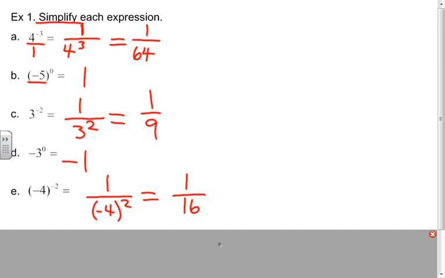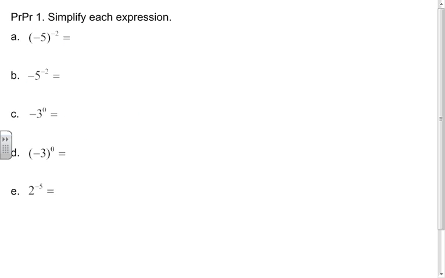You'll have some of these on the next screen for practice problems. Remember, you're working with the negative exponent rule, you're working with the 0 exponent rule, and you're working with the more math rule, 6, 7, and 8. Pay attention to those parentheses when you do these 5 practice problems. Letters A and B look the same. One of them has parentheses, one of them doesn't. That's going to affect your answer.